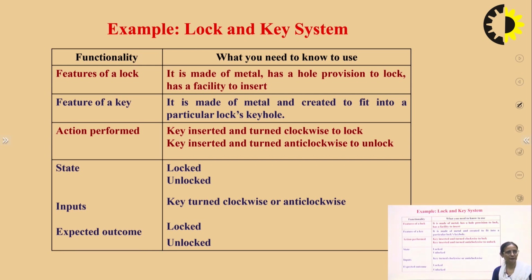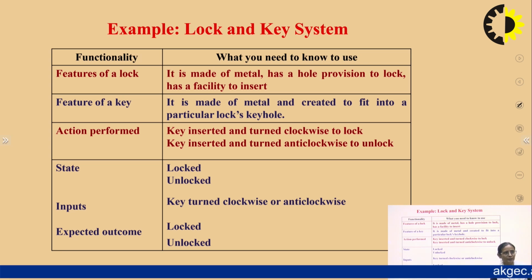For example, a lock and key system. If I talk about the functionality, what are the features of a lock? It is made of metal, has a hole provision to lock, and has a facility to insert. Then the features of a key: it is made of metal and created to fit into the particular lock's keyhole. What are the actions performed? The key is inserted and turned clockwise to lock, and the key is inserted and turned anti-clockwise to unlock.